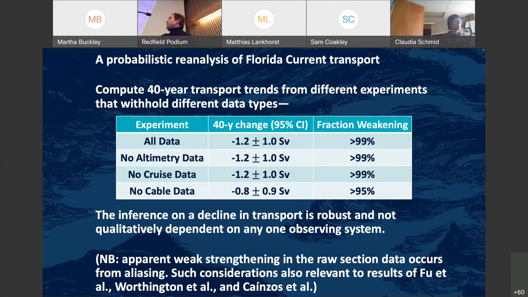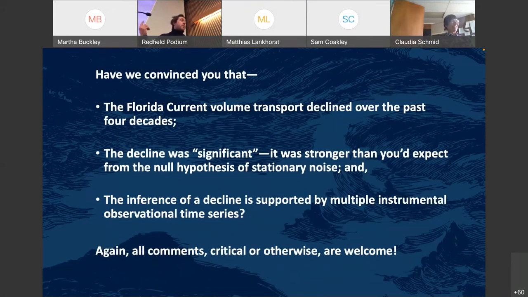I don't have time to go into this, but I'm stressing that aliasing matters when you're dealing with sparse data like hydrography. I feel like my rushing at the end may have taken away from convincing you of these points, but I hope I convinced you that the Florida current has declined, is significant relative to some clearly specified null hypothesis, and you can see it in multiple observing systems. So any comments now or later?